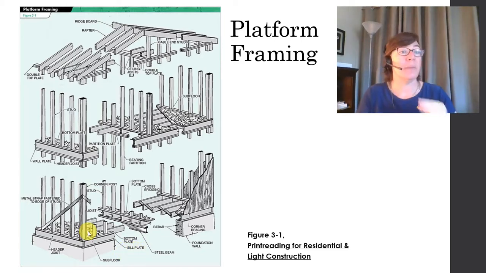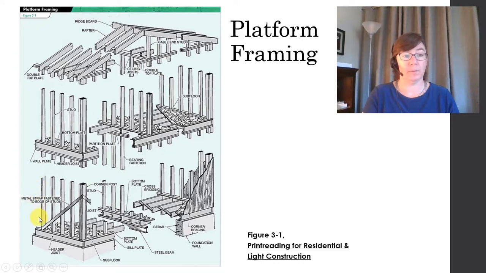On top of that floor platform is going to sit your walls. So here's your walls, and they consist of these vertical studs right here. If you have a two-story home, which we're illustrating right here, the next thing is going to be your second floor platform. Then you will have another wall on top of that. And finally, you'll have your roof framing up here.